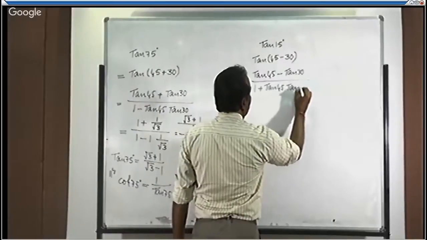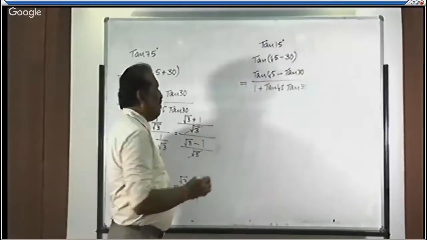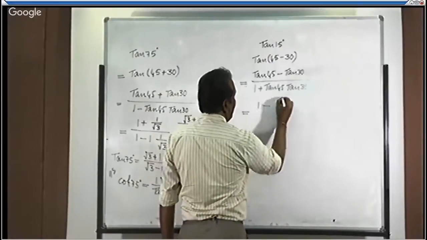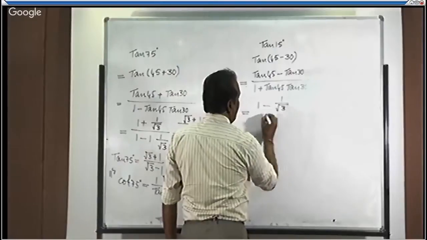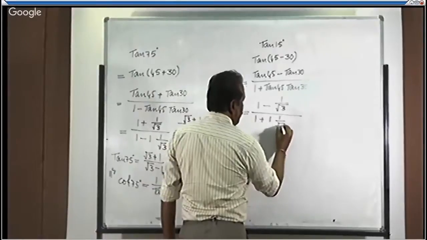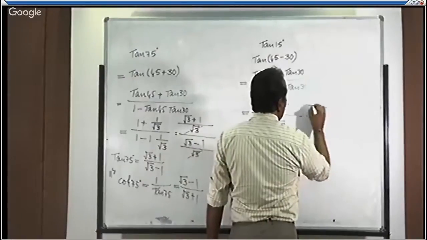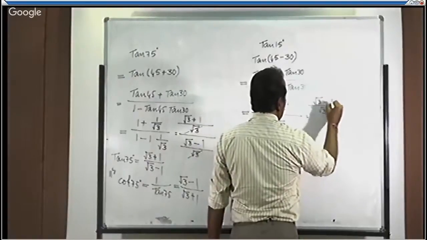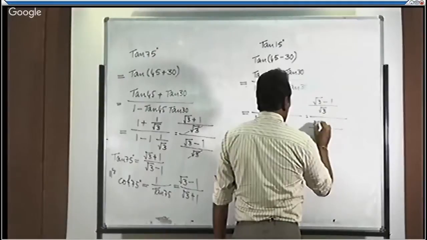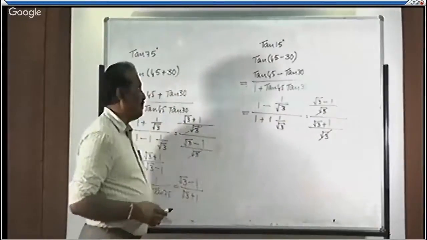So don't forget, in the place of A there is 45 degree and in the place of B there is 30 degree. Now you just substitute the numericals for standard angles. Tan 45 is 1, tan 30 is 1 by root 3, whole divided by 1 plus again 1 into 1 by root 3, right? Now if you take root 3 as an LCM in the numerator, you will get root 3 minus 1. Similarly, if you take root 3 as an LCM in the denominator, you will get root 3 plus 1. So root 3 gets cancelled in numerator and denominator.